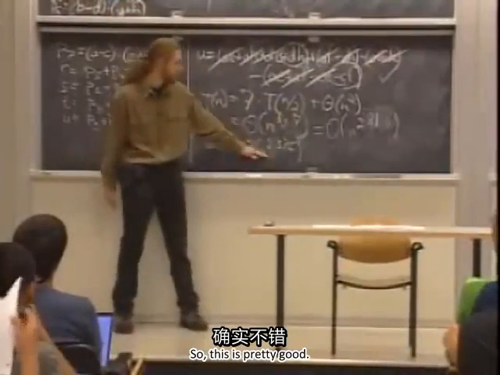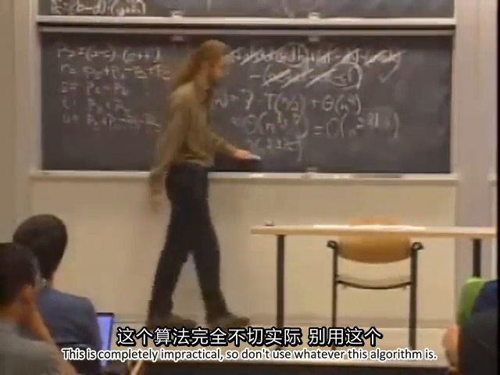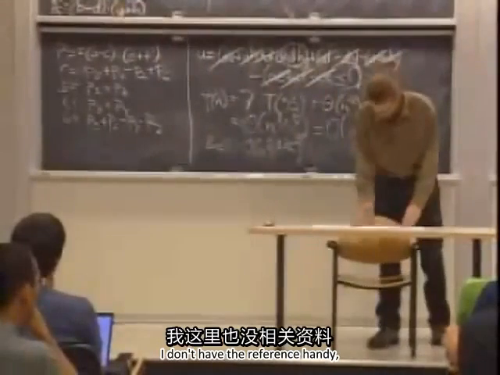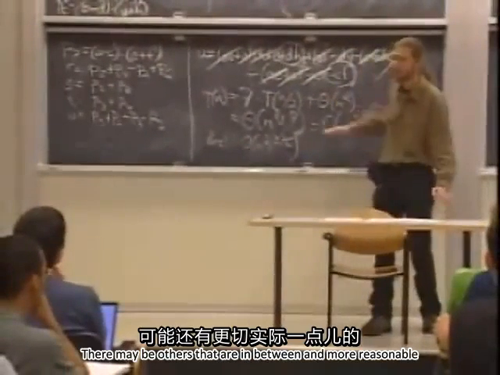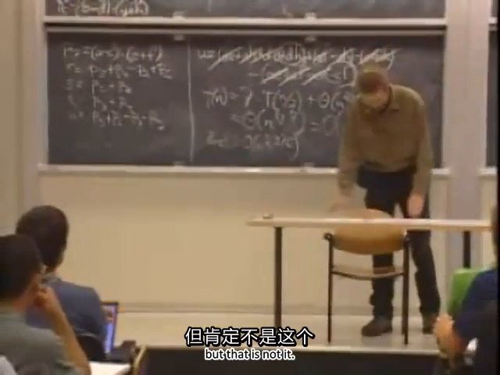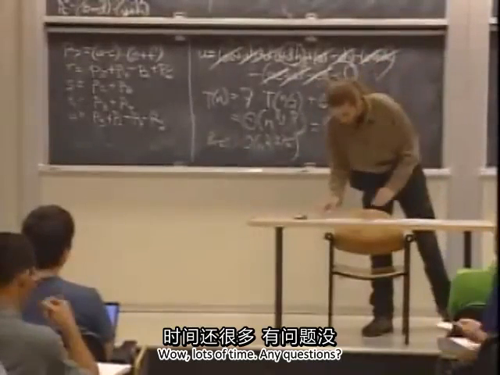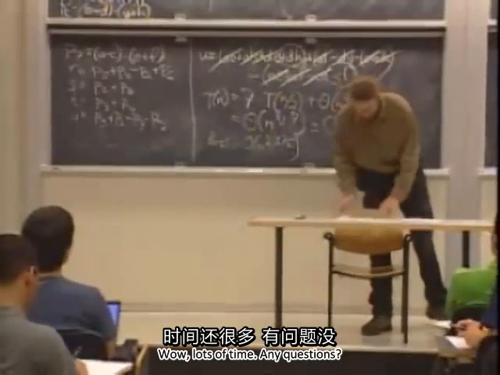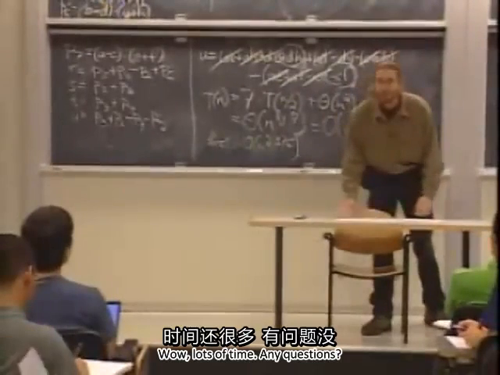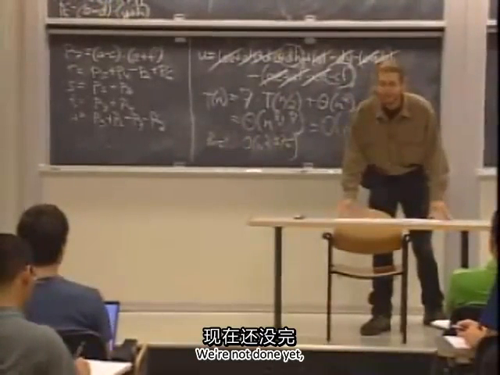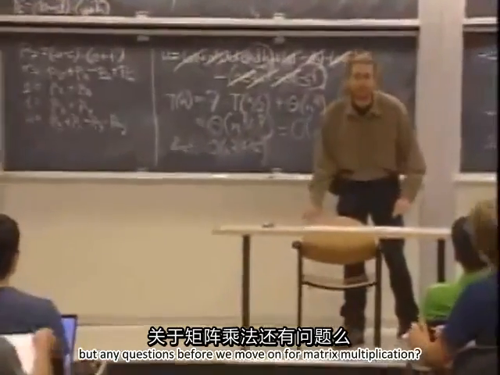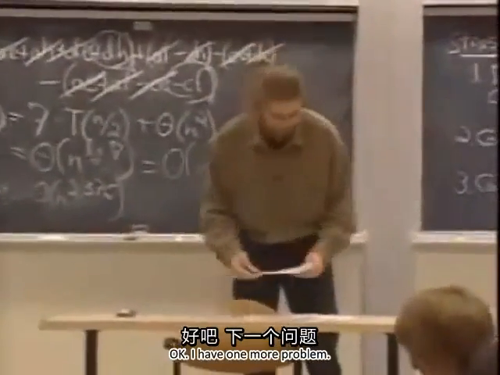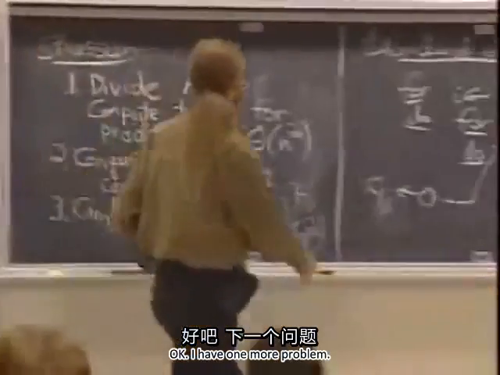So this is pretty good. This other one is completely impractical, so don't use whatever this algorithm is. I don't have the reference handy, but it is just trying to get a theoretical improvement. There may be others that are in between and more reasonable, but that is not it. Wow, lots of time. Any questions? We're not done yet, but any questions before we move on from matrix multiplication? Okay, I have one more problem.